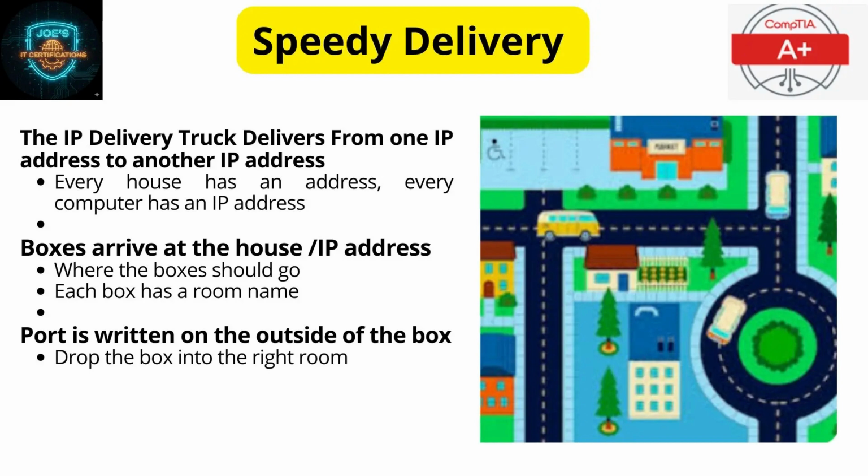In the world of networking, we refer to these addresses as IP addresses. And every computer on your network has an IP address, just like every house on your block has a street address. When we send information to a web server, we are sending that information to a specific IP address. These boxes of TCP or UDP data will arrive at that IP address, but then we have to decide where that particular box is going to go.